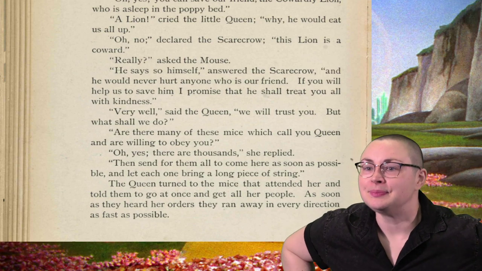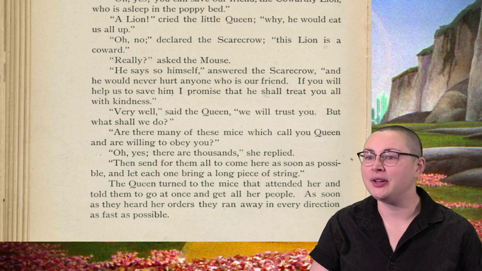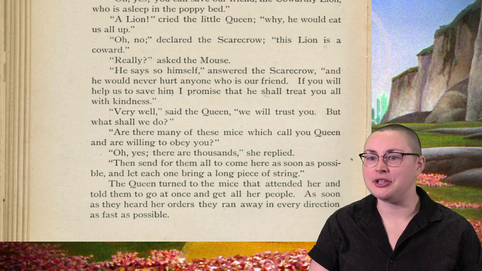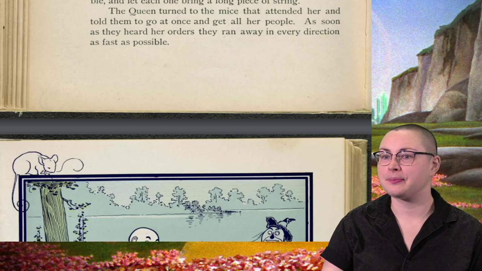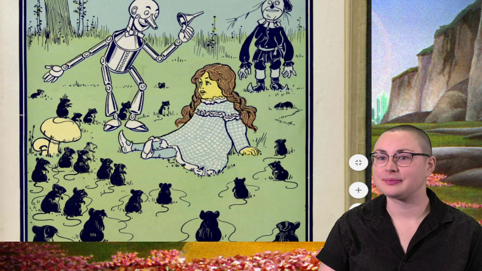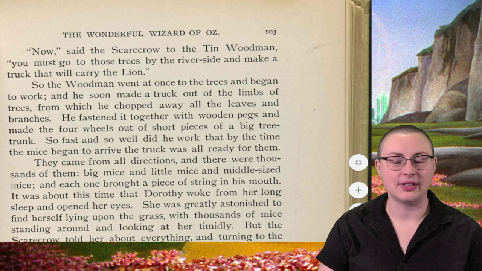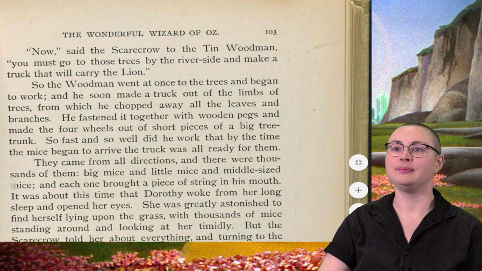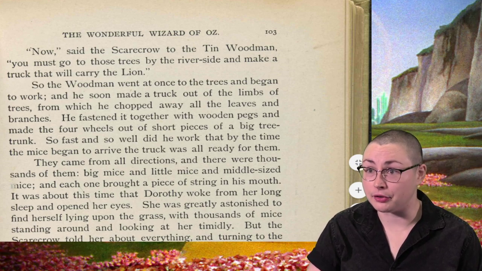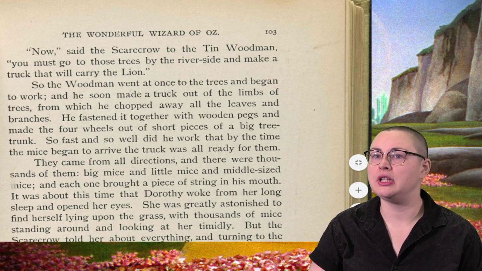Okay, great. So the queen turned to the mice that attended her and told them to go at once and get all her people. As soon as they heard her orders, they ran away in every direction as fast as possible. "Now," said the Scarecrow to the Tin Woodman, "you must go to those trees by the riverside and make a truck that will carry the lion." So the woodman went at once to the trees and began to work.